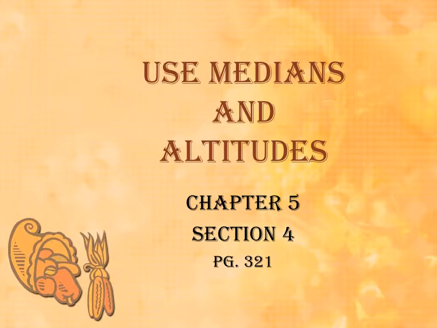Then we did the angle bisectors. The angle bisectors all came together at a point of concurrency. That point of concurrency was called the incenter, and the incenter was equidistant from the sides of the triangle. Now we're going to talk about medians and altitudes. What they are, how you identify them, where they meet up, and what that means where they meet up.